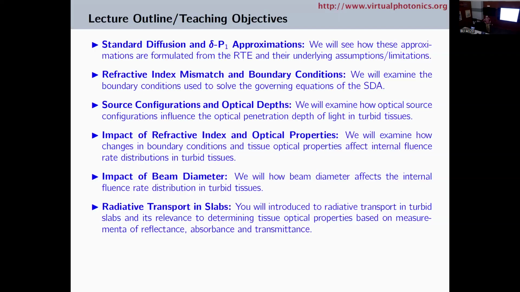We'll look at the impact of beam diameter and how that impacts the internal fluence rate distribution. And then I'll just very briefly introduce radiative transport in slabs, not in semi-infinite tissues, but in slabs, because that's actually quite critical to determine optical properties of tissue samples. And that's going to be the theme of the second talk from Scott. Okay. So these are the objectives, and we'll revisit these at the end of the lecture to make sure that you feel comfortable with these.